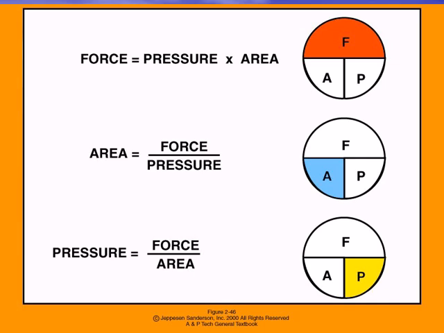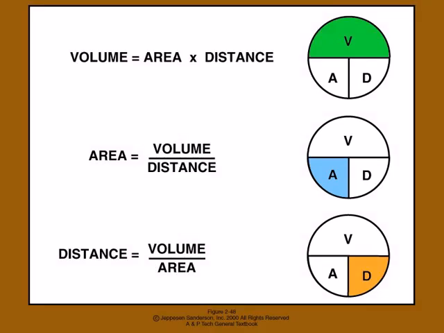To find area, divide force by pressure, as shown in the blue section. And to find pressure, divide force by area, illustrated in yellow. These triangle charts make it easy to remember and rearrange the equation, helping technicians solve for any missing value during system analysis or troubleshooting. This diagram represents the relationship between volume, area, and distance, which is often applied in hydraulic systems and tank capacity calculations.